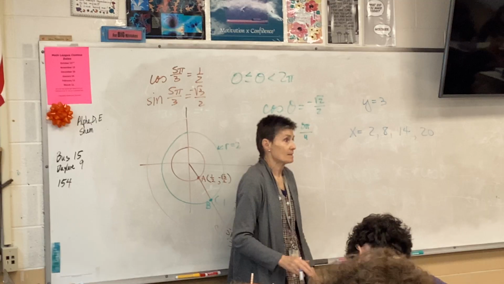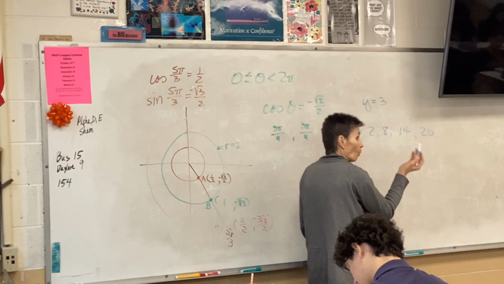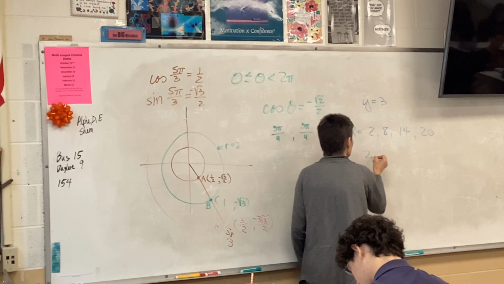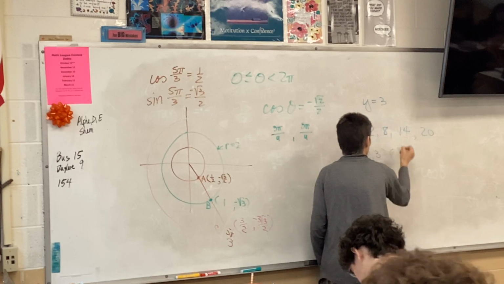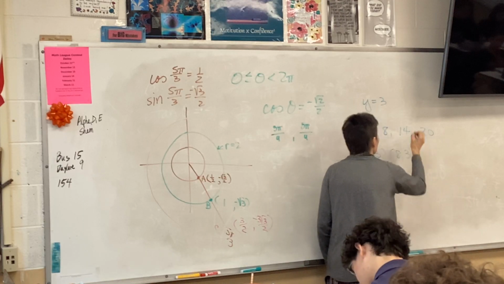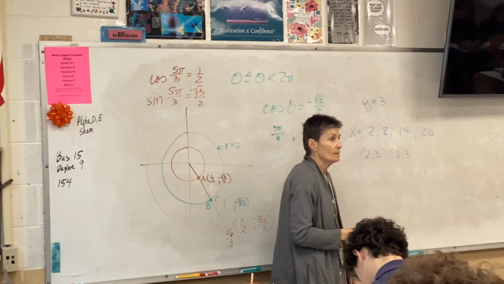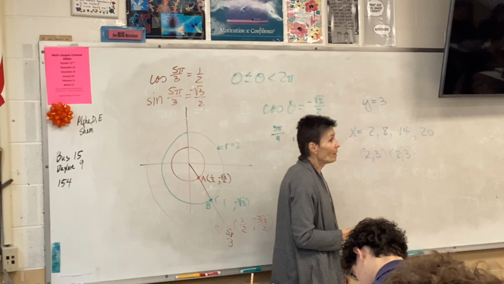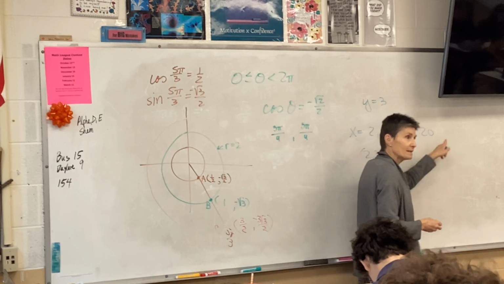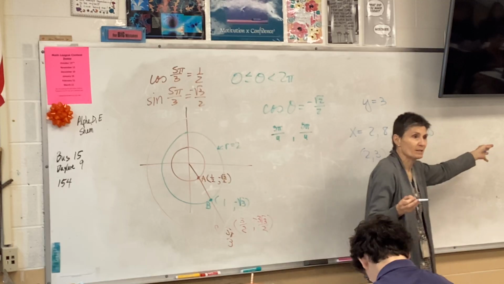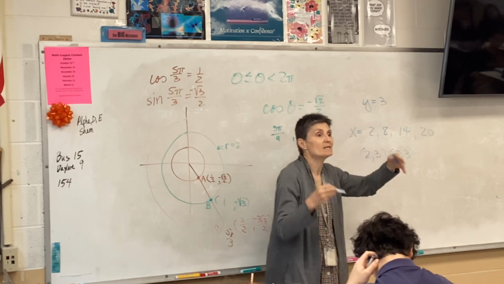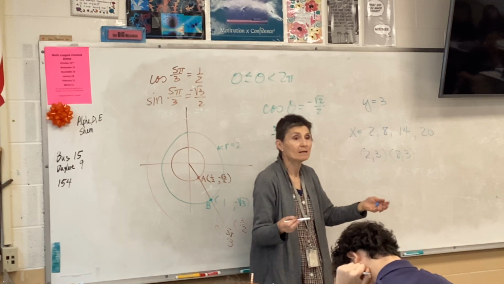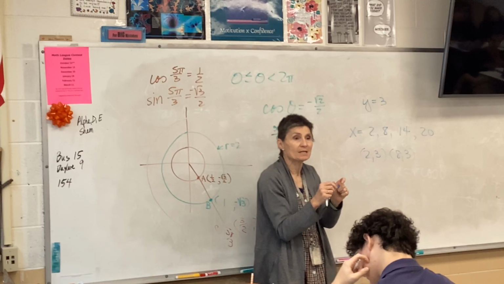When you put in 2, you get 3. And when you put in 8, you get 3. And so on and so on. Now, you can't possibly keep listing. You'll be as old as me and you still won't be done, right? So we have to have another way of expressing that without individually listing each number.